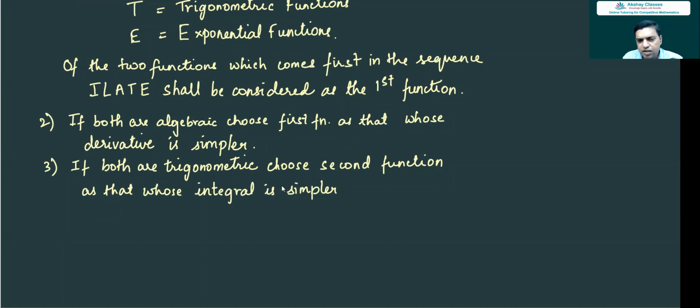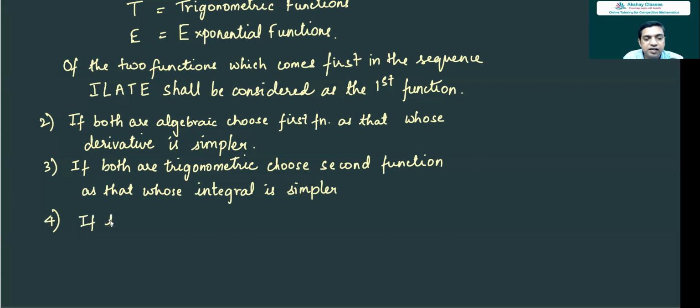Suppose there is secant x and cosecant square x. The integral of cosecant square x is minus cot x, but the integral of secant x is log mod secant x plus tan x. So choose cosecant square x as the second function. That will make the integral easy. This you get by practice.